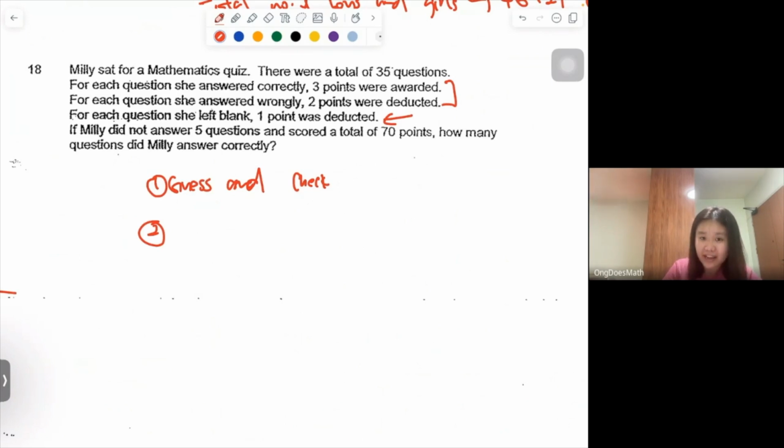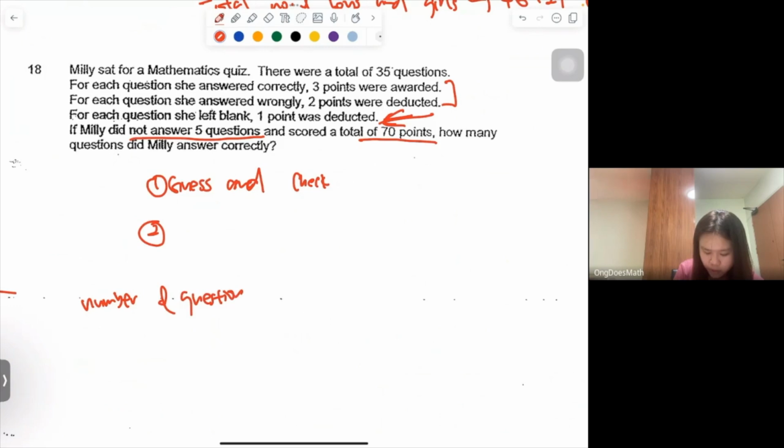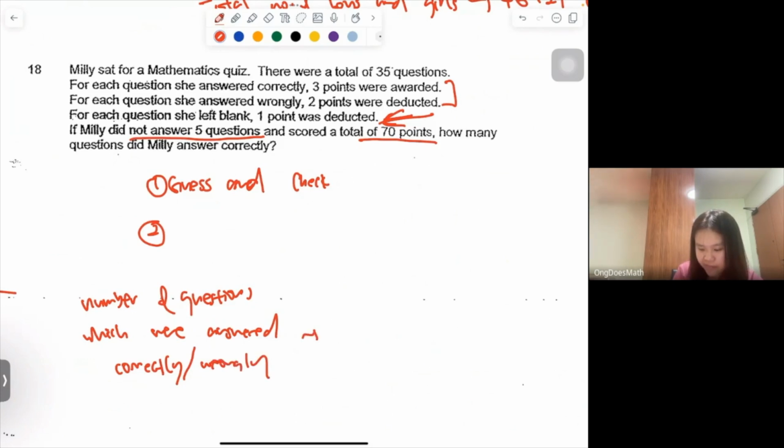So to make life simpler for us, we will try to eliminate this last scenario because we were given that Millie did not answer 5 questions and scored a total of 70 points. So the number of questions which were answered correctly / wrongly is 35 minus 5. So we exclude the number of questions that was left blank.